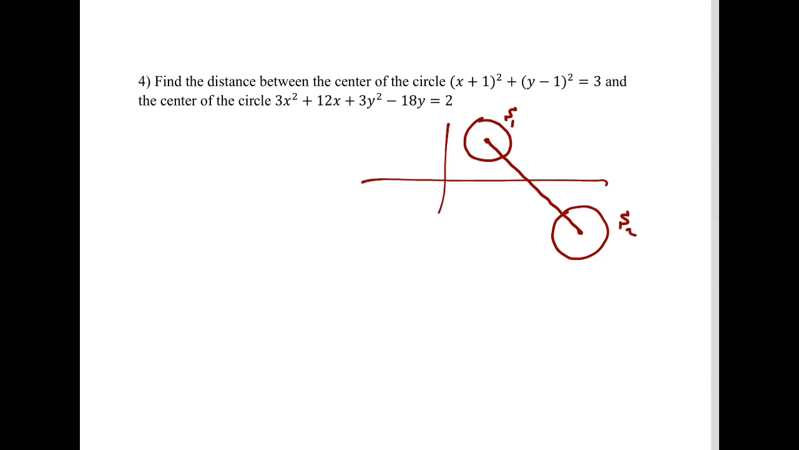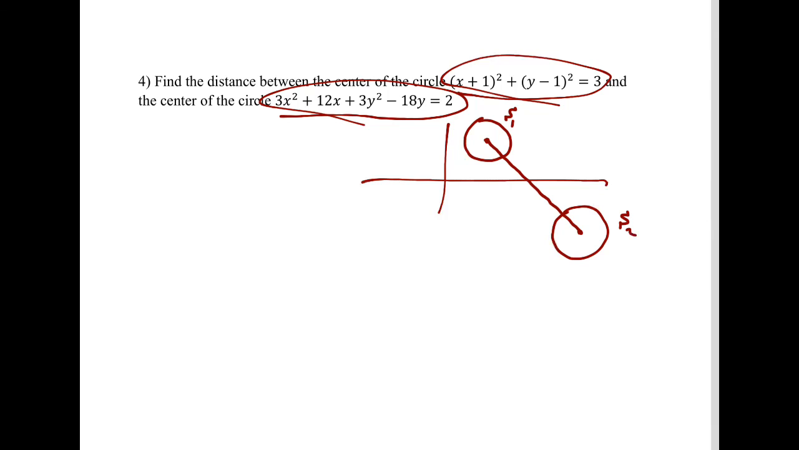So in order to answer the question, we need to find the center of this circle, and we need to find the center of this circle. As you see, the first circle is easy to find because it's already in standard form, but the second one is not in standard form, so we have to go back to the standard form for the second circle.